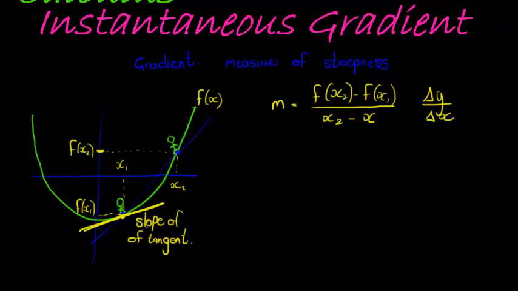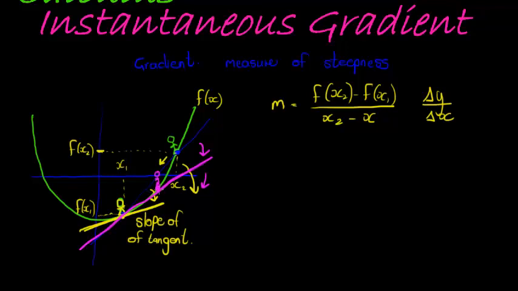The best way to visualize this is to imagine this guy walking towards this dude standing at this point. As he gets closer, the average gradient will approach the instantaneous gradient. Let's say he's now walked up to here. The average gradient between these two is given by this line. Notice how the blue line is getting closer and closer to the yellow line as he gets closer.